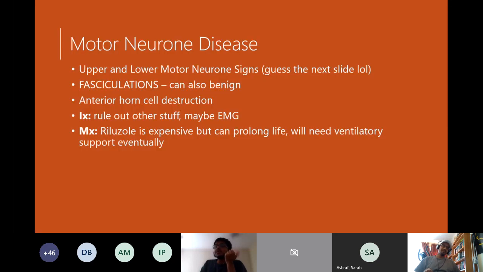So speech signs are also a part of motor neuron disease. They are less common, but that can also happen. It's more of a lower motor neuron thing, like in a bulbar palsy.